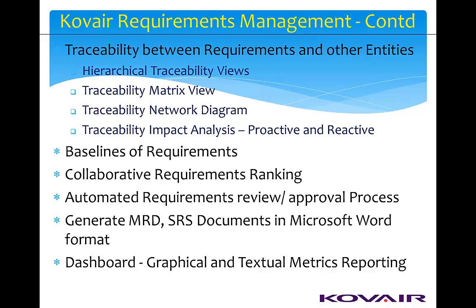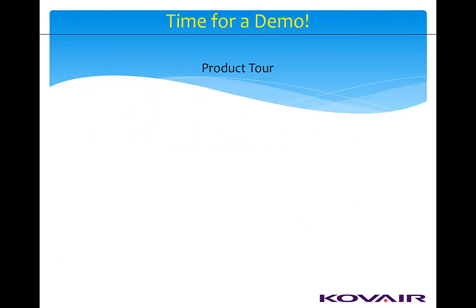Kovair allows us to manage traceability between requirements and other entities through features like hierarchical traceability views, traceability matrix view, traceability network diagram, and impact analysis. Baselining of requirements is supported along with collaborative requirements ranking and rating, automatic review and approval processes, automatic generation of fully formatted Microsoft Word documents, and dashboarding, providing both graphical and textual metrics.